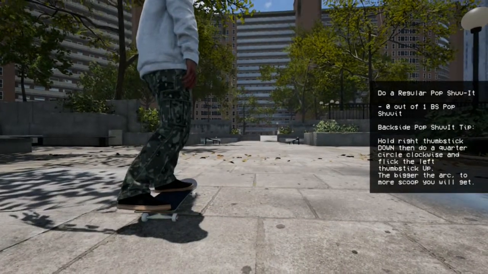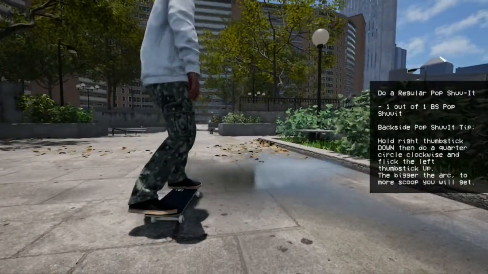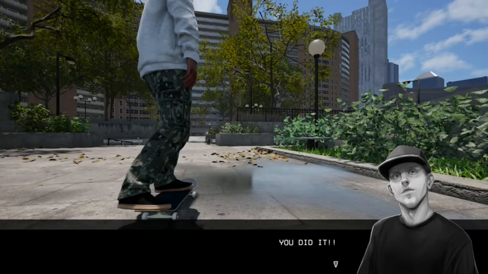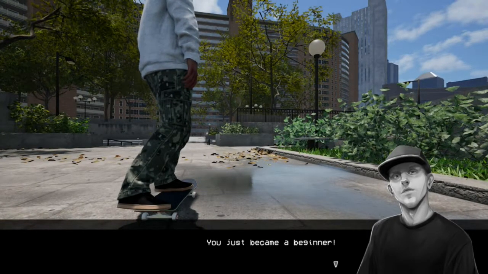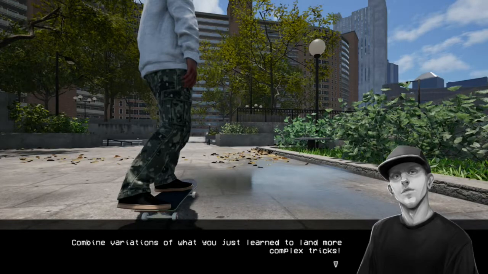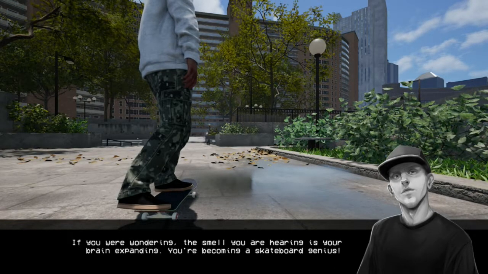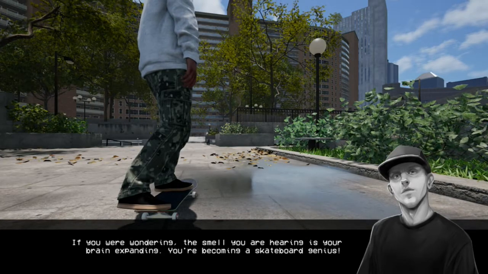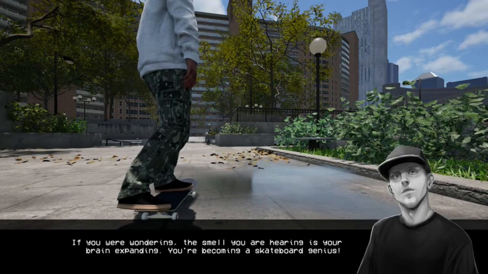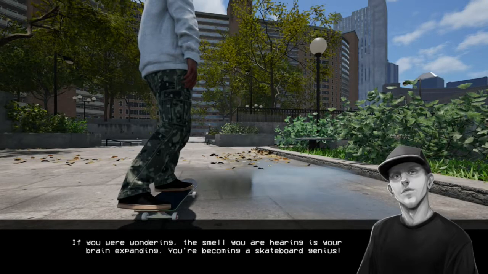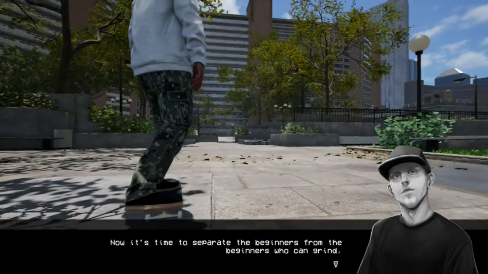Looks like I did it. Wow. It actually counted. That was tough. You just became a beginner. Combine variations of what you just learned to land more complex tricks. You're becoming a skateboard genius.